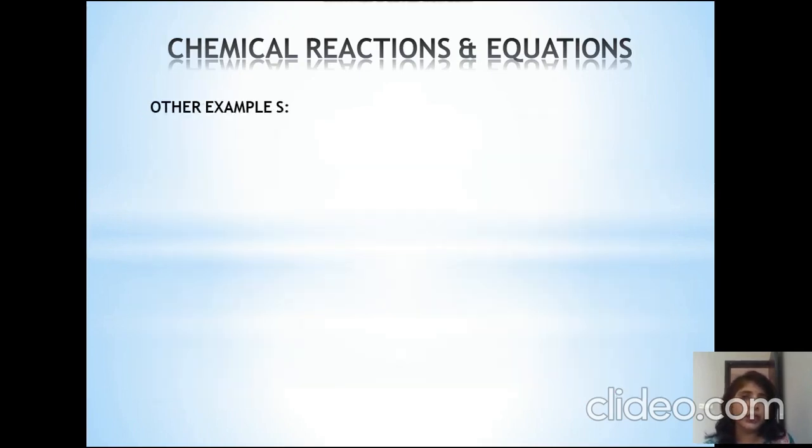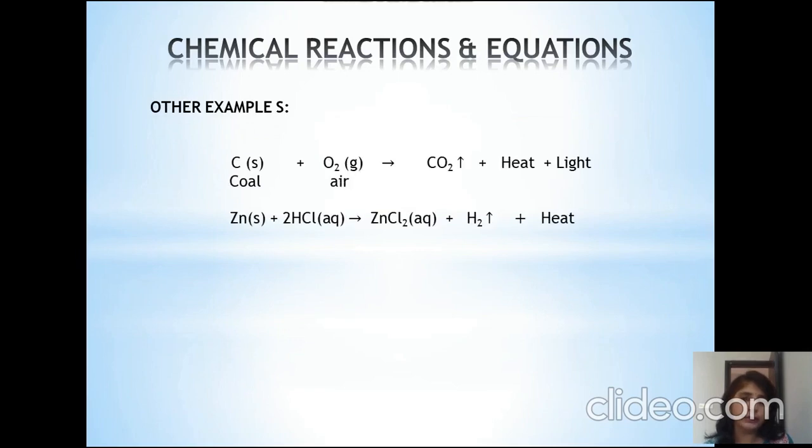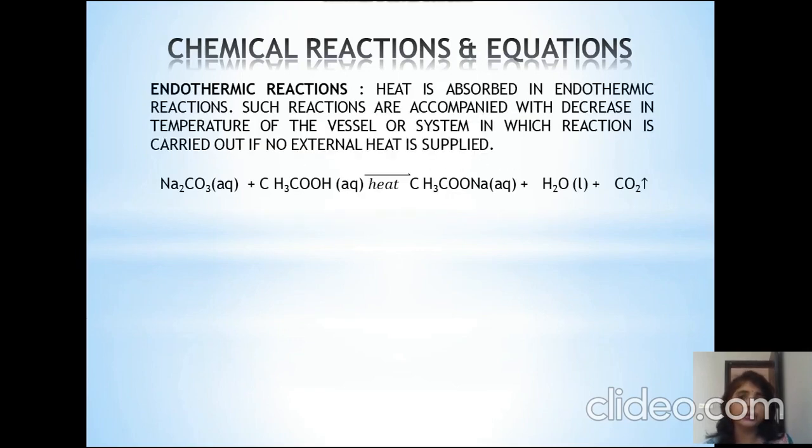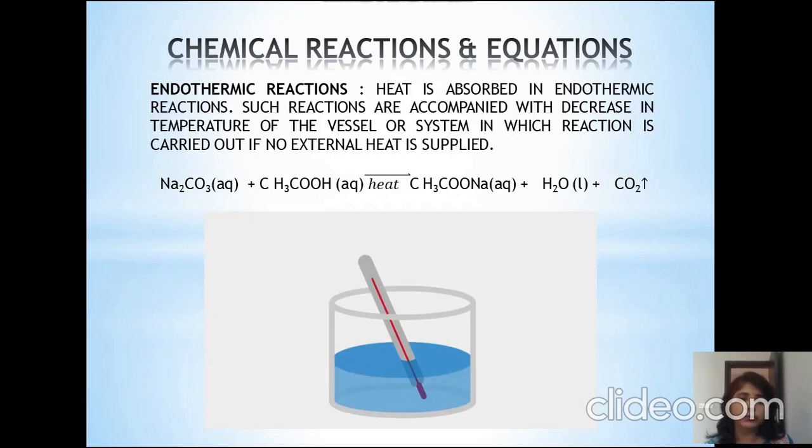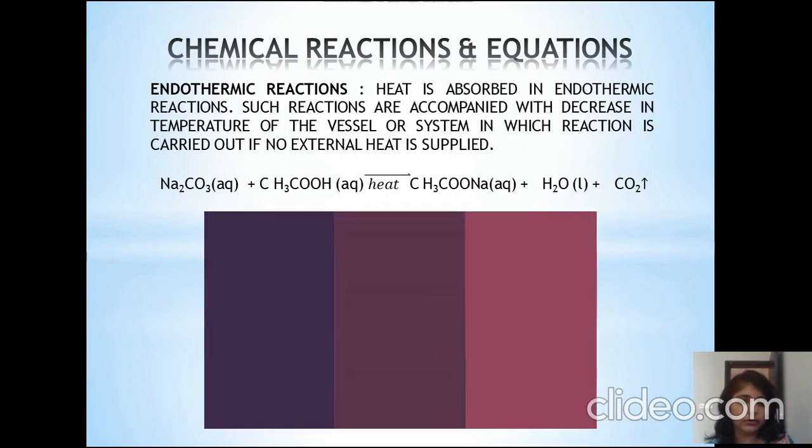Now we'll see other examples besides the burning of fuel and zinc with hydrochloric acid. We see endothermic reactions, where heat is absorbed by the system. There will be a decrease in temperature. So sodium carbonate, when treated with ethanoic acid, requires heat, and we will find that sodium ethanoate is formed along with water and release of carbon dioxide. We'll see it through an activity. Other examples are electrolysis and photosynthesis. Now see here, the thermometer mercury level decreases.